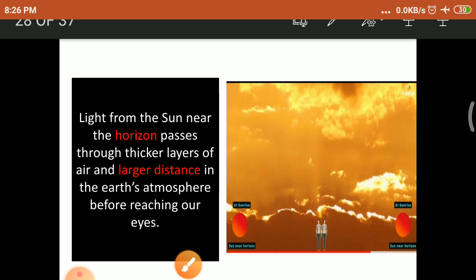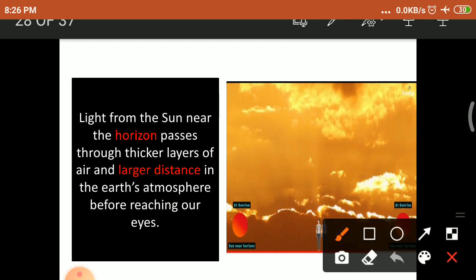Light from the sun near the horizon passes through the thick layer of air and a larger distance in earth atmosphere before reaching our eye. See here. You are here. This is a earth. This is a larger distance to reach our eye.